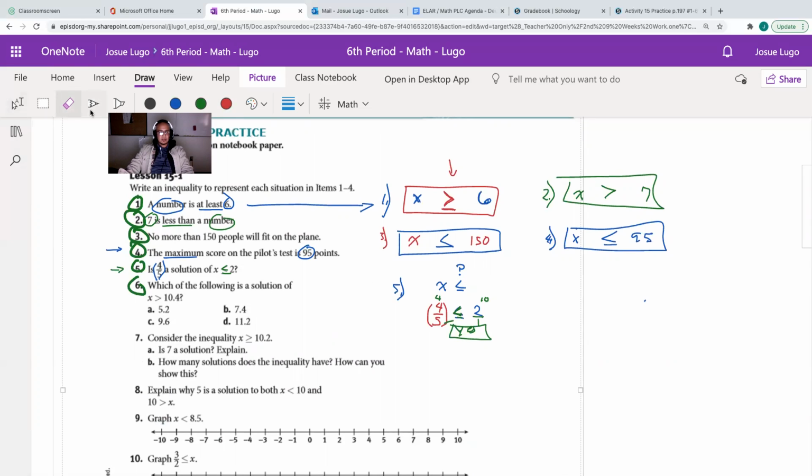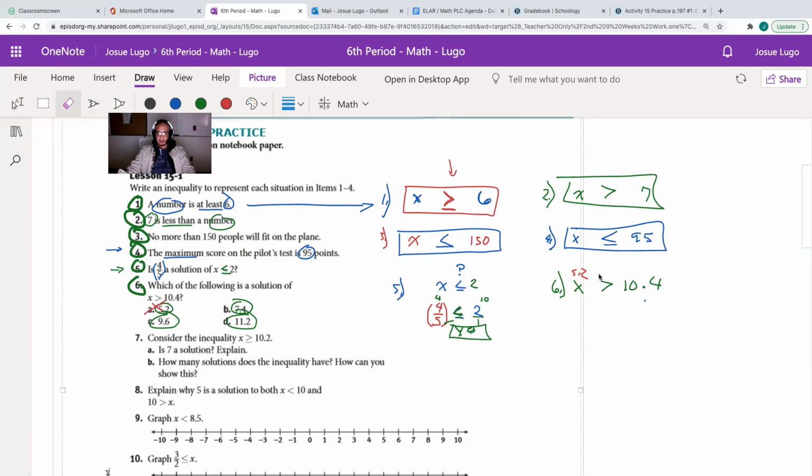Okay, let's go ahead and do number 6, and we'll do that one over here. It says, which of the following is a solution to x is greater than 10.4? In other words, ladies and gentlemen, I'm going to look at each of these 4 numbers, 5.2, 7.4, 9.6, and 11.2, and I'm going to ask myself, which of those numbers would make this a true inequality? For example, A, is 5.2 greater than 10.4? No, it is not. So A cannot be the right answer.